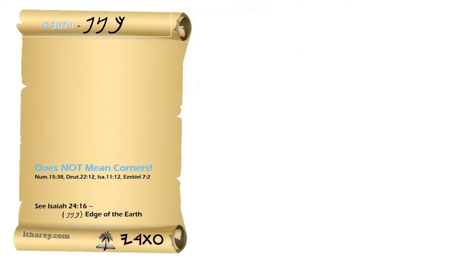So let's look at the word kanap. Kanap is in Strong's 3671. And when you check it out, you'll see that kanap means wing, extremities, edge, hem, and border or skirt. It does not mean corner, which I will further explain.